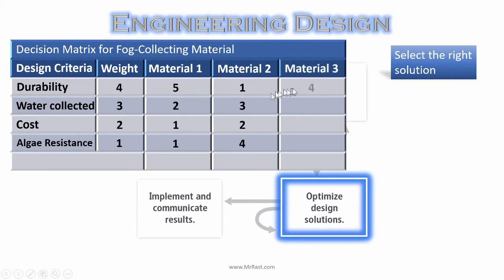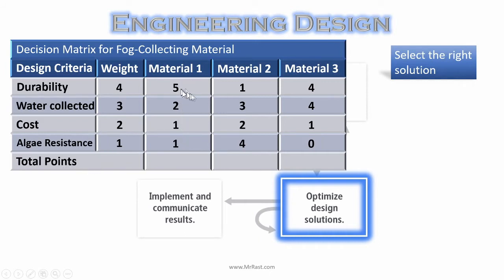So we're going to take a look at these ones here. For instance, the durability in material 1 is the best, material 2 is the worst durable, and 3 is not bad. Okay, now how do we know which one to pick? Well, we're going to add up all these scores. We're going to total them up here.